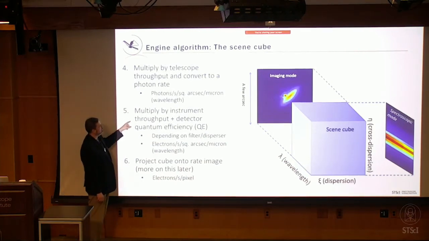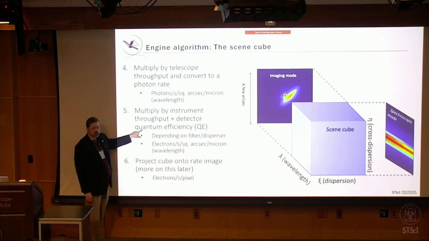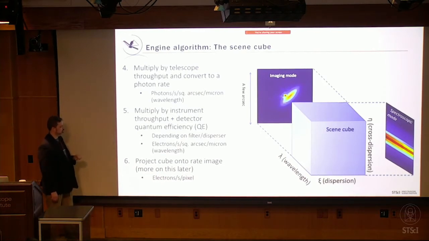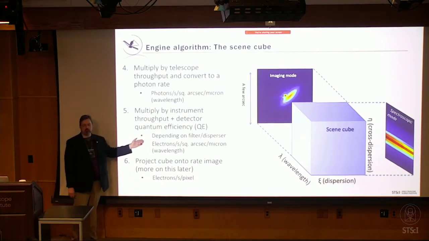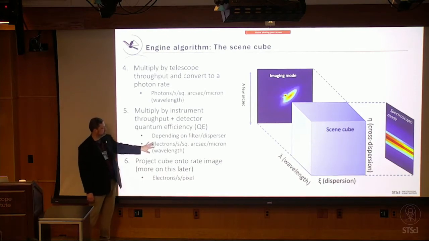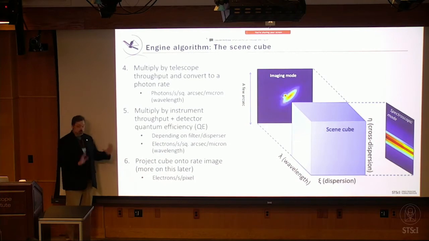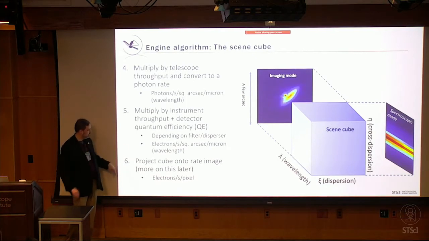Then the next step here is to multiply the instrument throughput and the detector quantum efficiency. So what this does is it takes the photons that the telescope has picked up and converts them into electrons, because electrons is what's actually detected and counted in the detector. So then you get in units of electrons per second, per square arc second, per micron. Okay, you still have a cube. So you've just changed units and you've changed the color of it a little bit through all the different throughput curves.